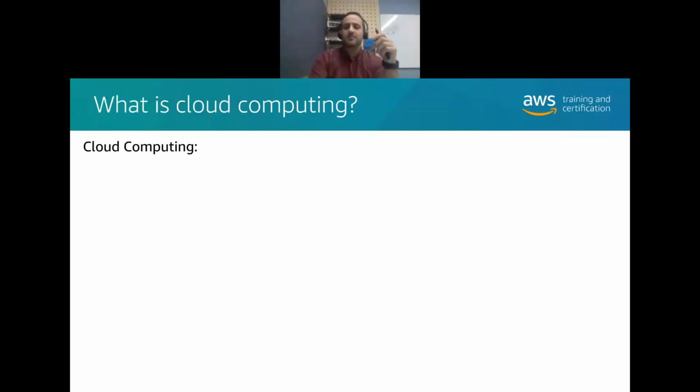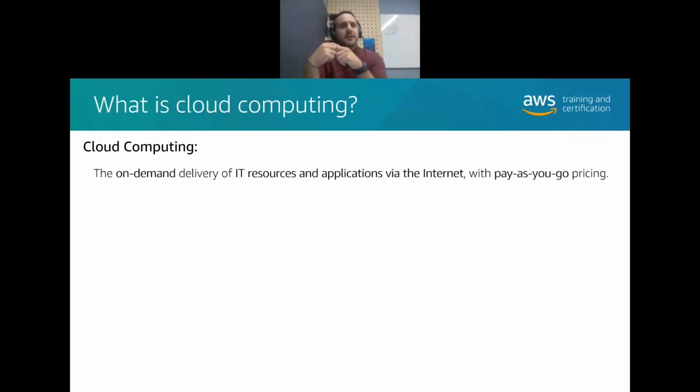However, I can tell you what Amazon considers cloud computing. So as far as Amazon's concerned, or AWS, cloud computing is the on-demand delivery of IT resources and applications via the internet with pay-as-you-go pricing. What does that even mean?